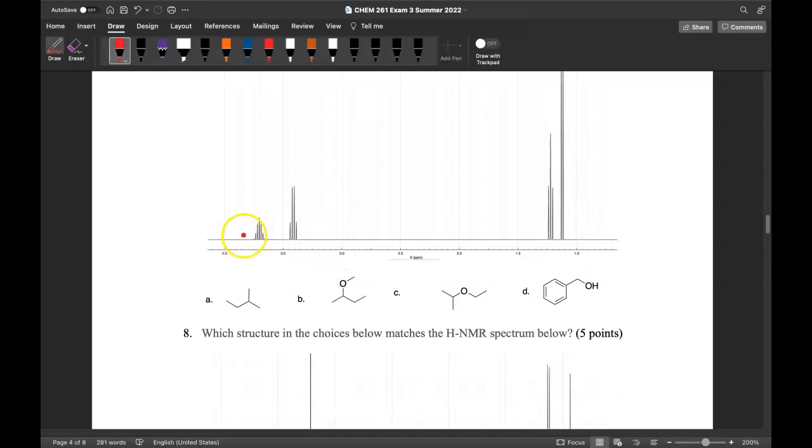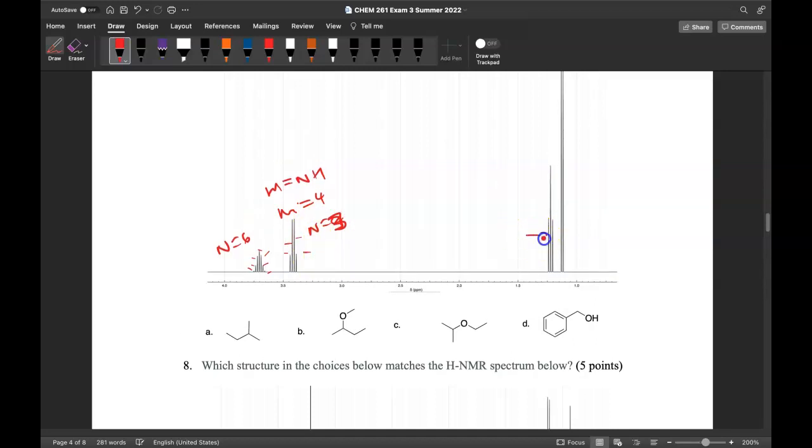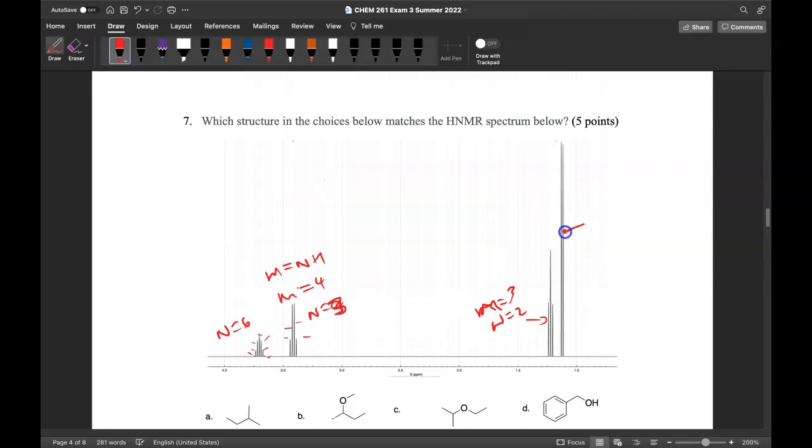Okay, so for this one, 1, 2, 3, 4, 5, 6, 7. So this n equals 6. 2, 3, 4: n equals 4, because n equals 3 here, because m equals 4. Remember, the formula is multiplicity m is n plus 1. N is the number of neighboring hydrogens. And then this one, if m equals 3, n equals 2 neighboring hydrogens. And this, m equals 2, so n equals 1.